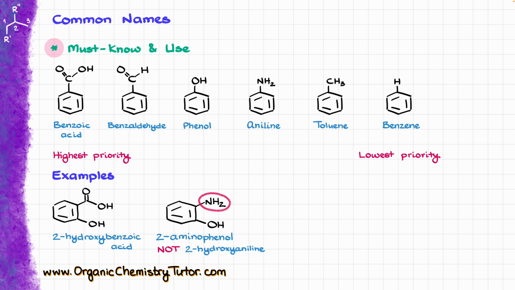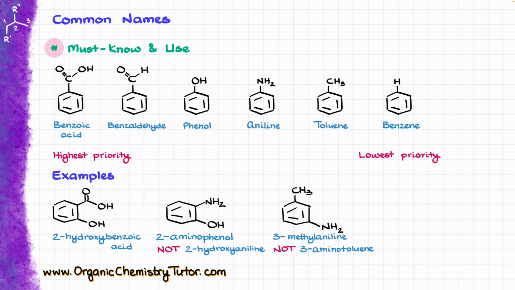Or here is another example. We have NH2 and we have an OH group sitting on our aromatic molecule. Since OH has a higher priority, that's gonna be a derivative of a phenol rather than the derivative of aniline, which means that the proper name for this molecule is going to be 2-aminophenol and not hydroxyaniline.